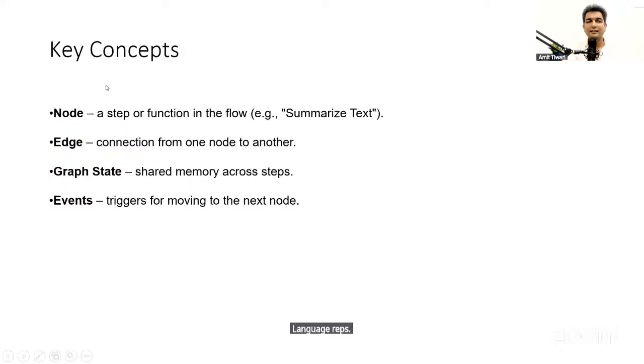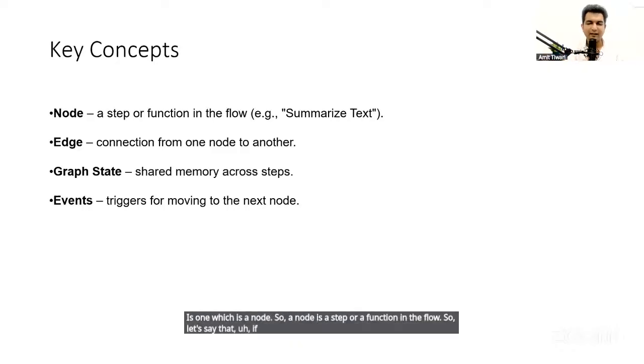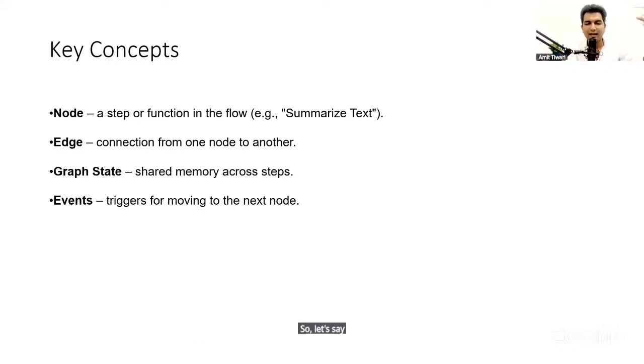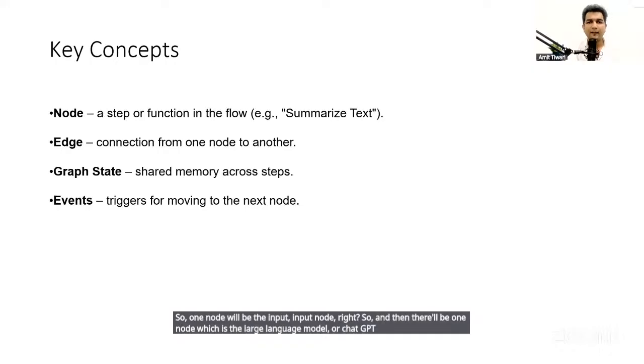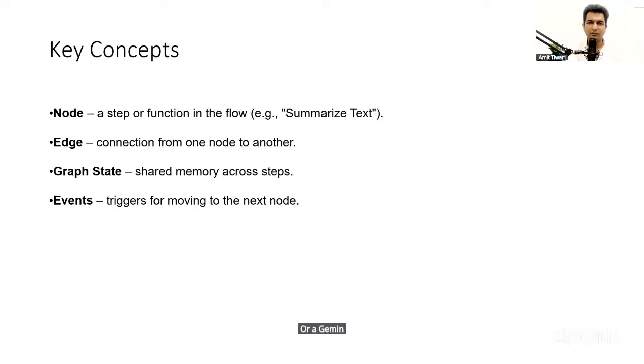Some of the key concepts which I will talk about along the way: one is a node. A node is a step or a function in the flow. So let's say my trigger node is when I'm adding any review on my form. That's what we designed in our last-to-last masterclass. So that form is one node, the input node. Then there will be one node which is the large language model, or ChatGPT node, or a Gemini node, whatever we want to use.